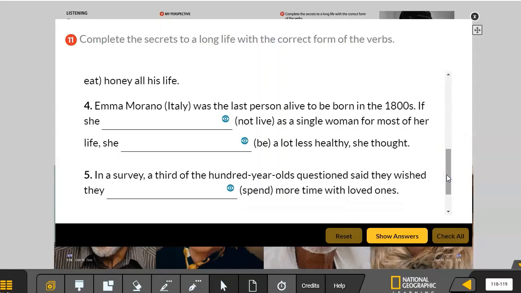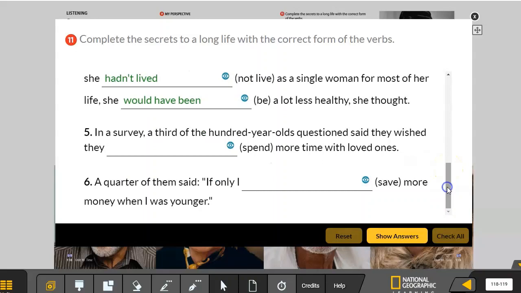Okay, Emma Morano, Italy, was the last person alive to be born in the 1800s. If she, past perfect, hadn't lived as a single woman for most of her life, she would have been a lot less healthy, she thought. Maybe being with a man? Well, maybe that's her thought.